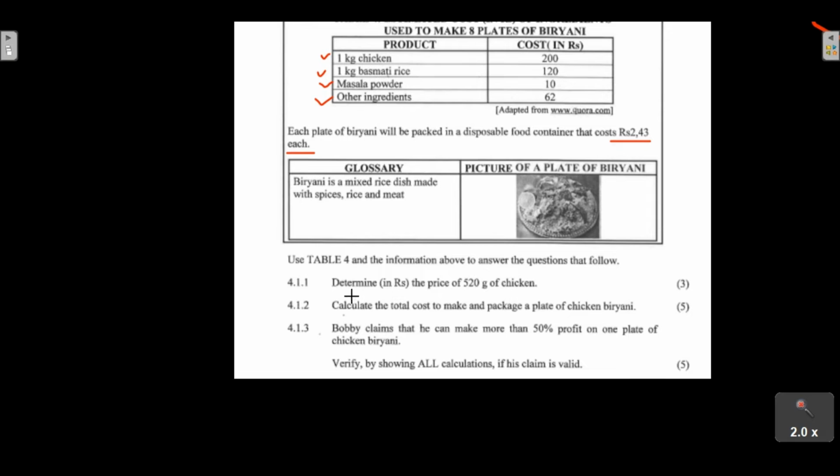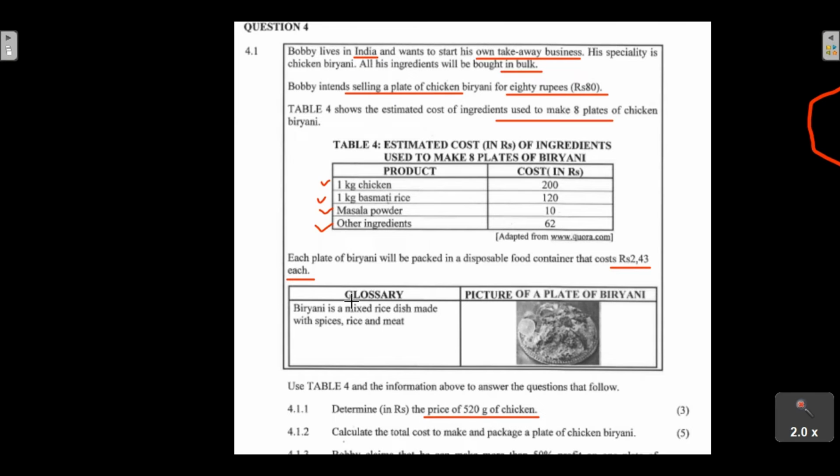4.1.1 says determine in rupees the price of 520 grams of chicken. So we want to determine the price. What we know is that 1 kilogram of chicken is 200 rupees. That's all we know. Now we want the price of 520 grams of chicken. Let's head on to these calculations.